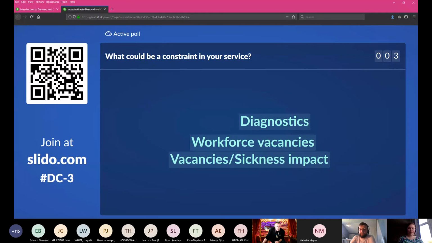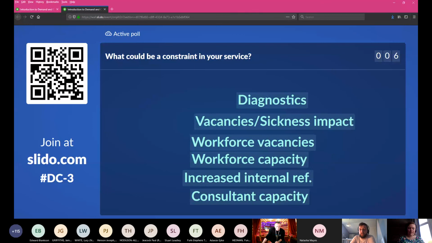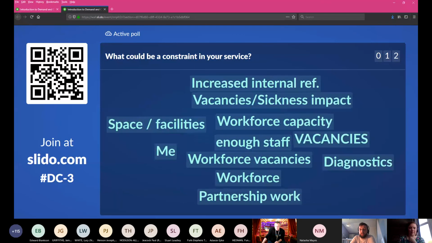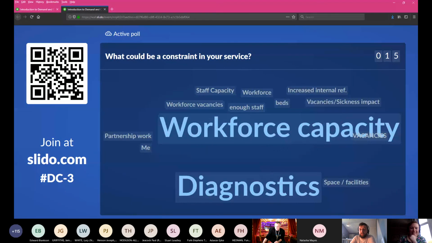Diagnostics, workforce vacancies. Me, that's very honest.